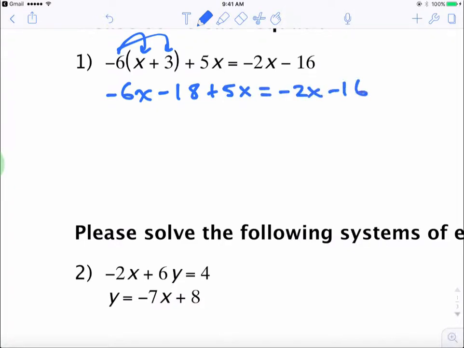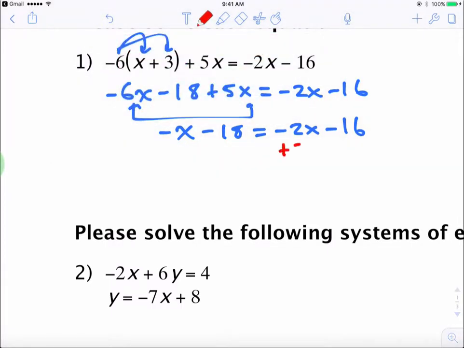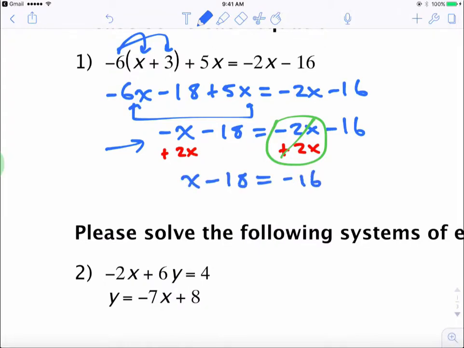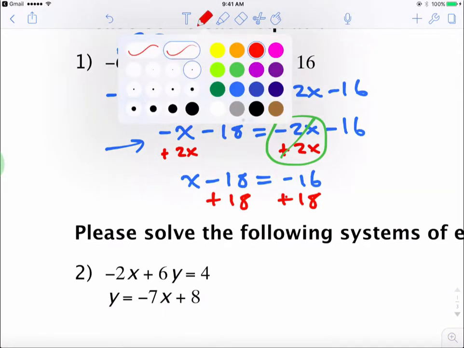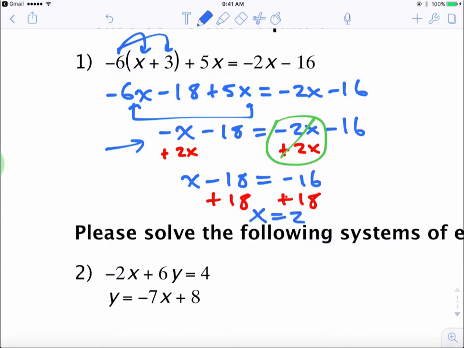One thing I like to do is when I see that I have two like terms on the same side of the equation, I just like to combine them so I have a little less going on. So we have -1x minus 18 equals -2 times x minus 16. I'm going to go ahead and add 2x to both sides of the equation, plus 2x. Nicely over here, these two are going to add to 0, so we don't have that anymore. That's nice. -x plus 2x is positive 1x minus 18 equals -16. And then I'm going to go ahead and add 18 to both sides. And we will have isolated our variable x, and we get x equals 2.